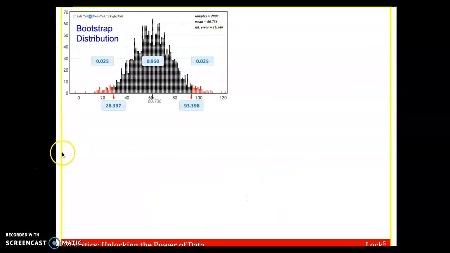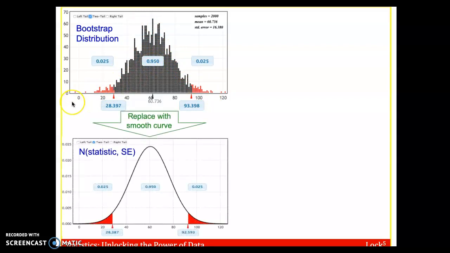So again, think about the big picture. In Chapter 3, we just looked at these bootstrap distributions, with 95% of the bootstrap samples in the middle. Then we could replace that with a smooth curve. Remember, in this one, we had to change the center to not be 0, but 60. And enter in the standard error to get the confidence interval.